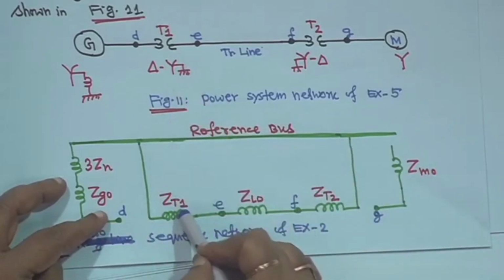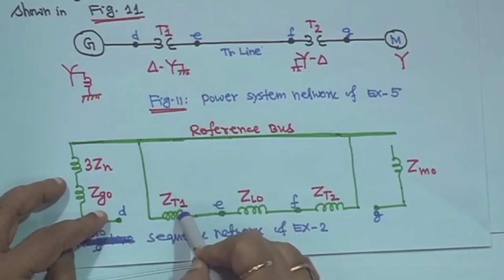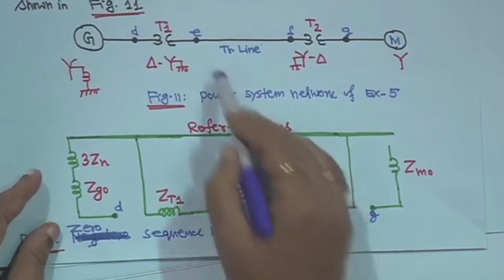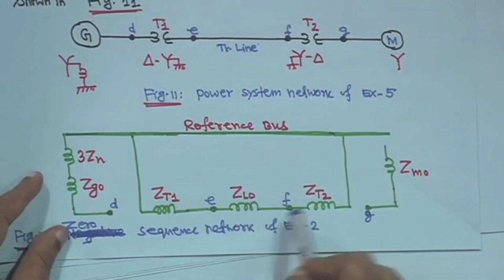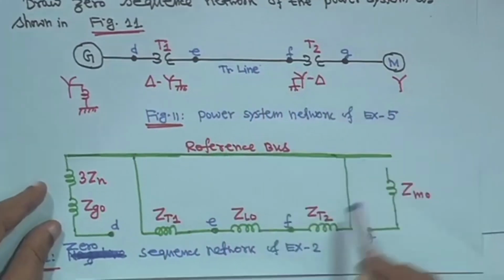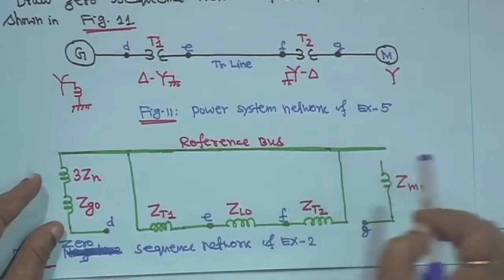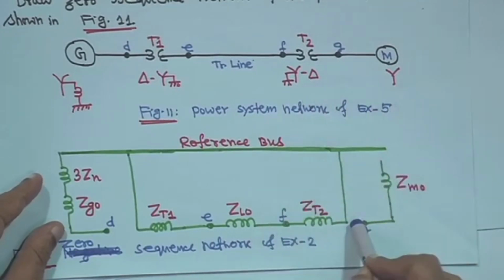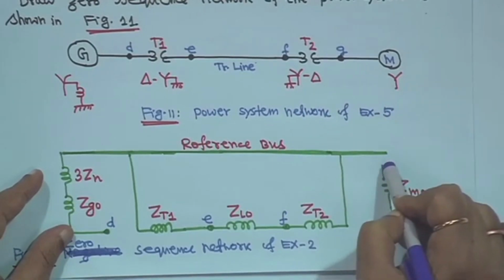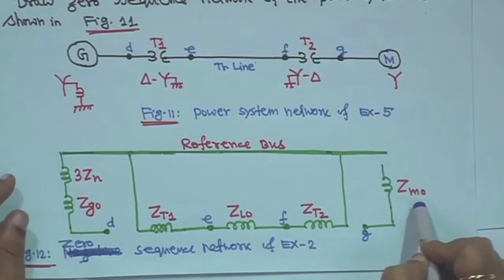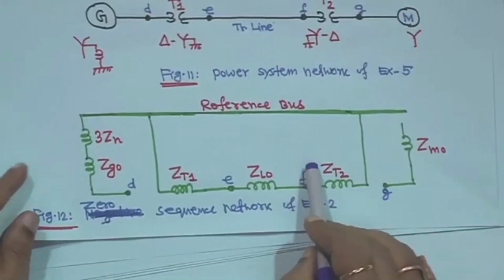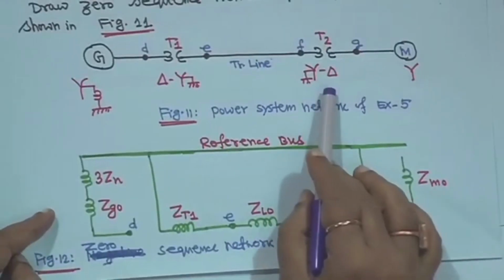So, this is ZT1, the transformer zero sequence reactance; the transformer positive, negative and zero sequence reactances are the same, right. This is the line zero sequence reactance ZL0, and this is ZT2. All these points you mark D, E, F, G, the way I marked them, right, and then you connect to the reference. This side is delta and this side is star, so isolation is there and it is not grounded. So, it is open; it cannot be connected to the reference bus, and this is Zm0, the transformer zero sequence reactance. So, this is the zero sequence diagram for this power system network.